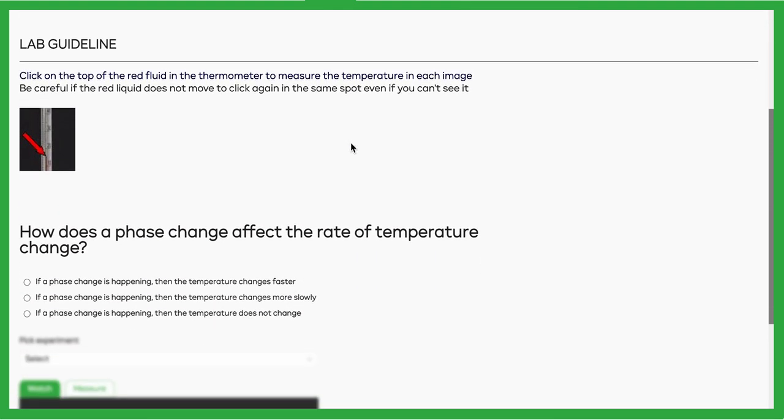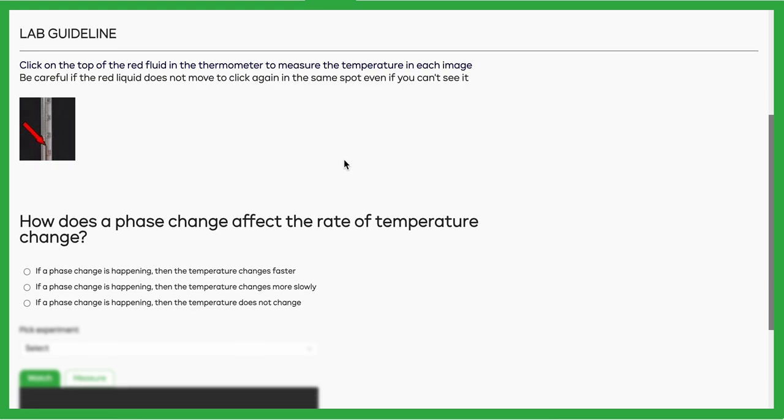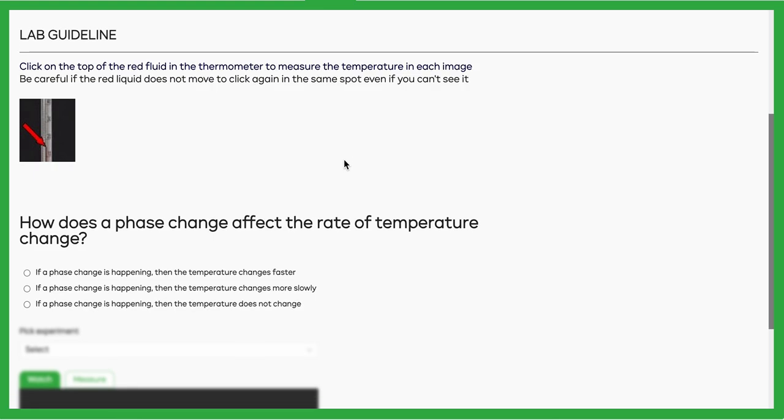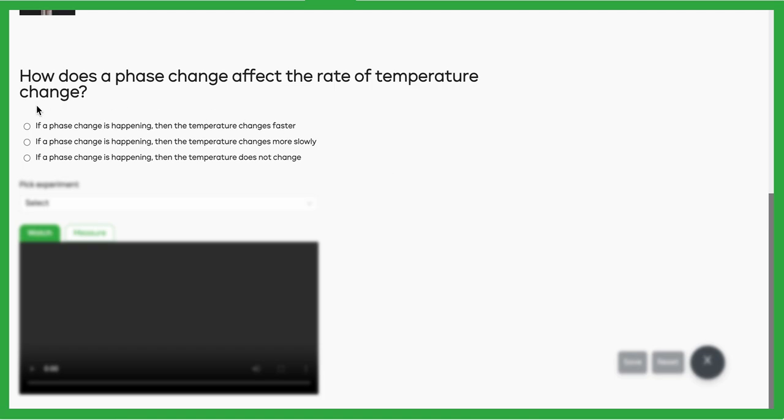So your job is to be clicking carefully on the top of the red fluid in the thermometer, which is going to give you a temperature reading, and do the best you can. Sometimes when the temperature doesn't change, you'll click and the mark from the click will still be there, so you won't be able to see that the temperature moved a lot. Just click in the same spot again until you see that red liquid emerge from under the mark from your click. Okay, so let's go ahead and get started.